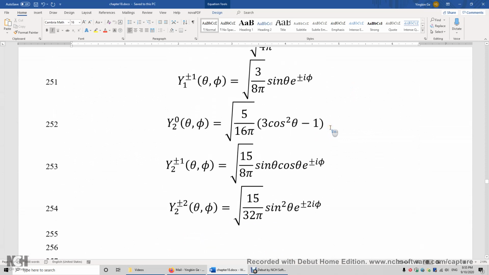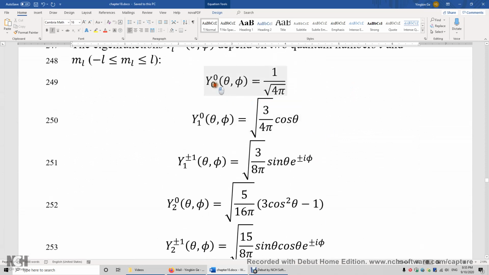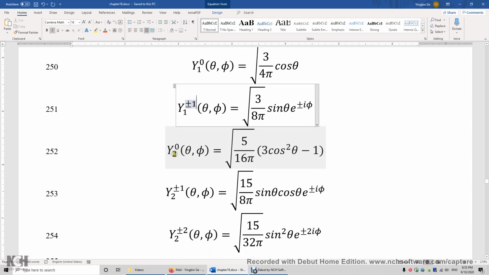So let's get back to this. L is 0, m sub L is 0. L is 1, m sub L is 0 or plus minus 1. L is 2. m sub L can be 0, plus minus 1, or plus minus 2.